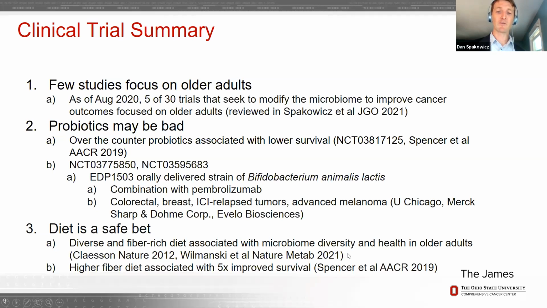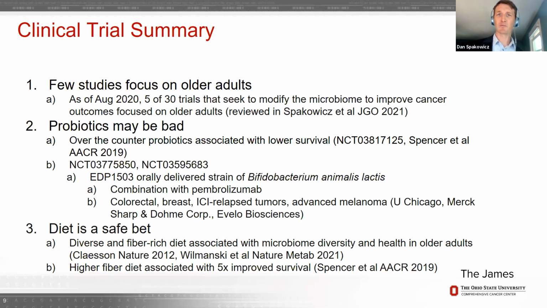So even if it doesn't help in the context of immunotherapy, it's likely to benefit people, but it's probably going to benefit their immunotherapy outcomes as well. And again, in an abstract, this is a pretty rapidly evolving field, a higher fiber diet was associated with improved survival. So we'll see if that pans out in the final publications.